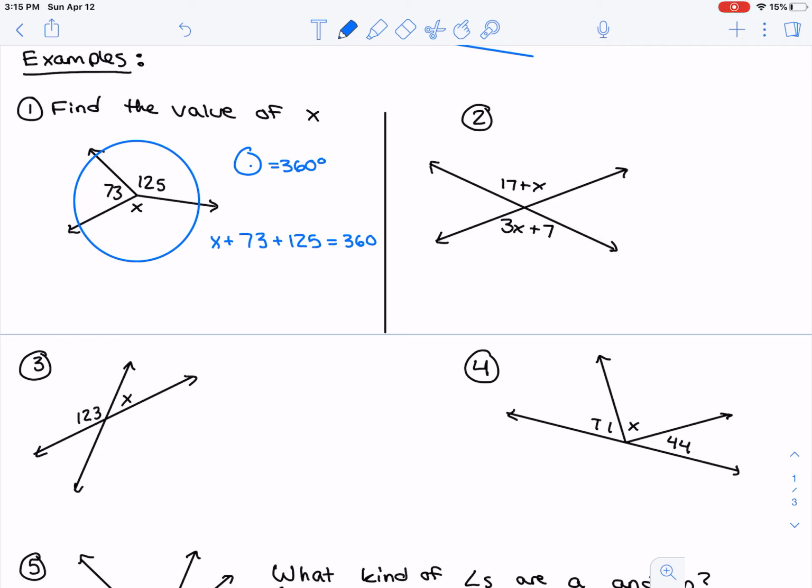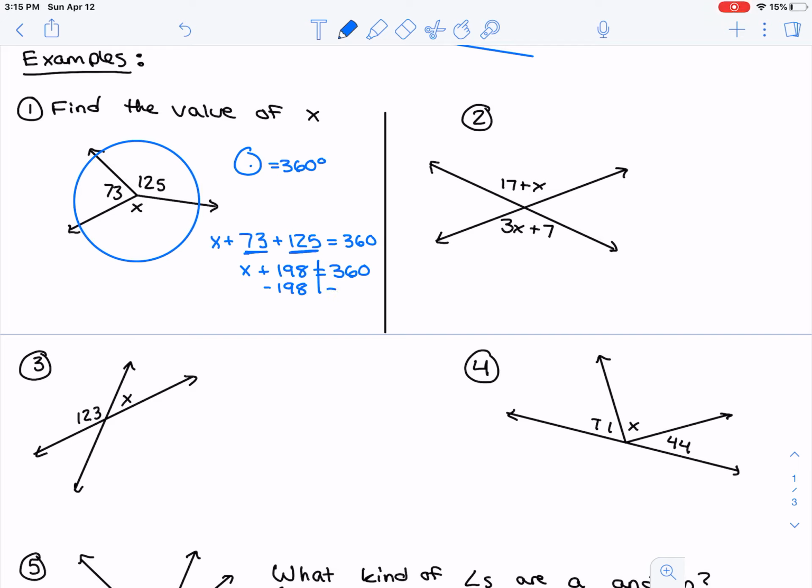So we just have to find our x now, just a regular solving equations problem. What I'm going to do first is combine my like terms. Over here on my left side, I have two numbers. 73 plus 125 is 198. And keep your 360. And now it's just to solve for x. I want to get that x by itself.